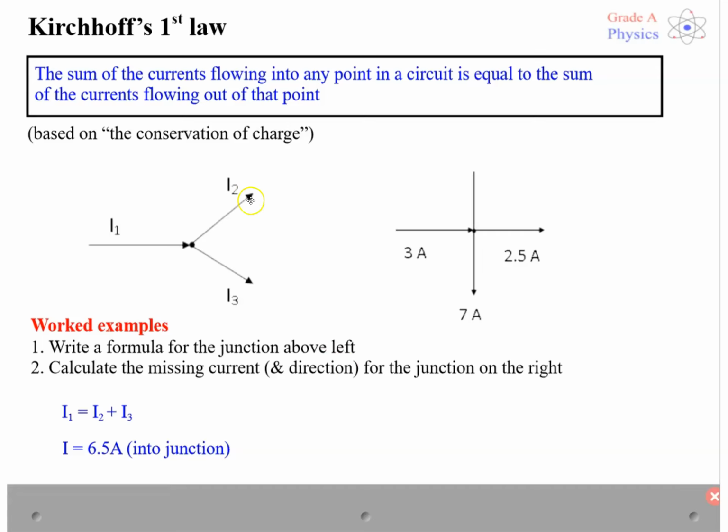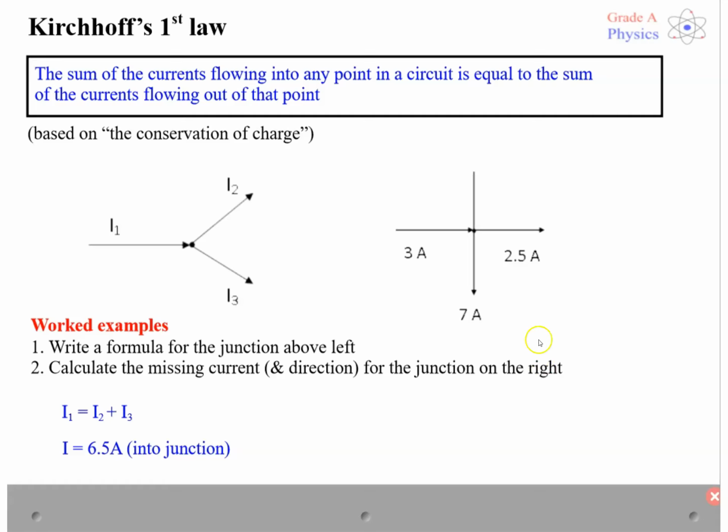So if I look at this junction here, I've got 3 wires. I1 is the current going into the junction. I2 and I3 are coming out of the junction. And hopefully you can see algebraically that I1 will be equal to I2 plus I3. So that's all we mean by Kirchhoff's first law: the total current in is equal to the total current out.